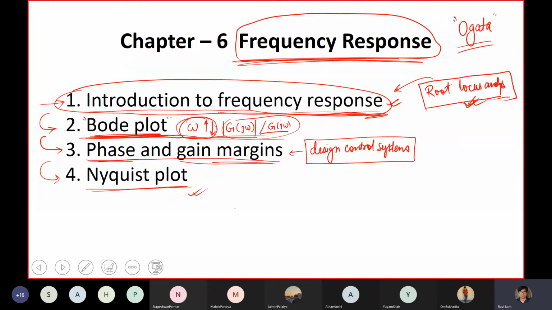So in this particular chapter, we are looking at frequency responses and their Bode plots. We will also look at some of its characteristics, such as phase and gain margin, probably tomorrow, and lastly the Nyquist plot.